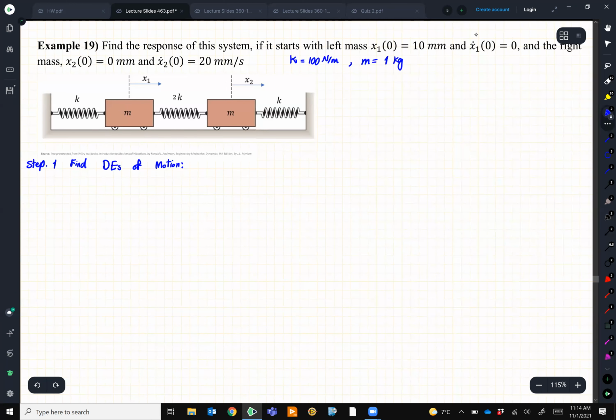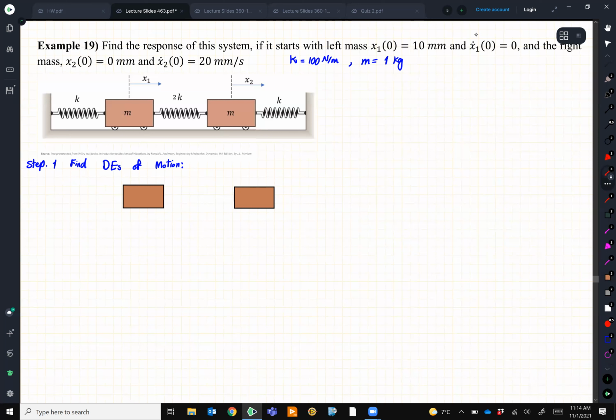That's always step number 1: Lagrange, if you like Lagrange; if not, free body diagrams. So let's do it by free body diagrams, then we get a better sense of that. You can try it later on your own with Lagrange. So I have two masses. I disturb them by x1 and x2. The free body diagram is simple.